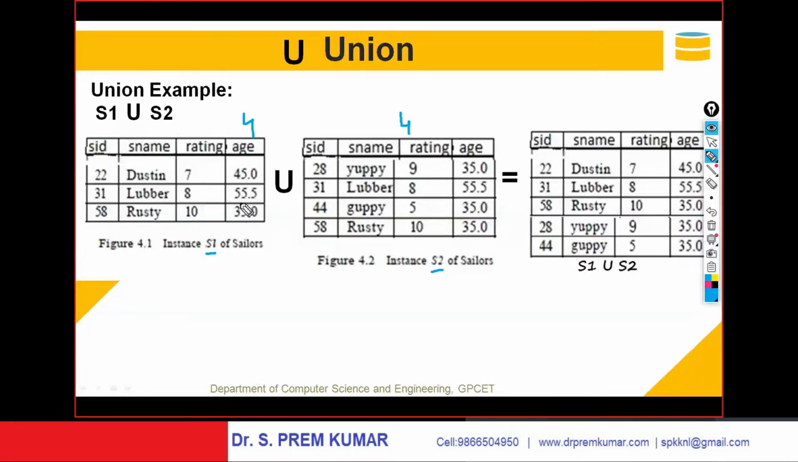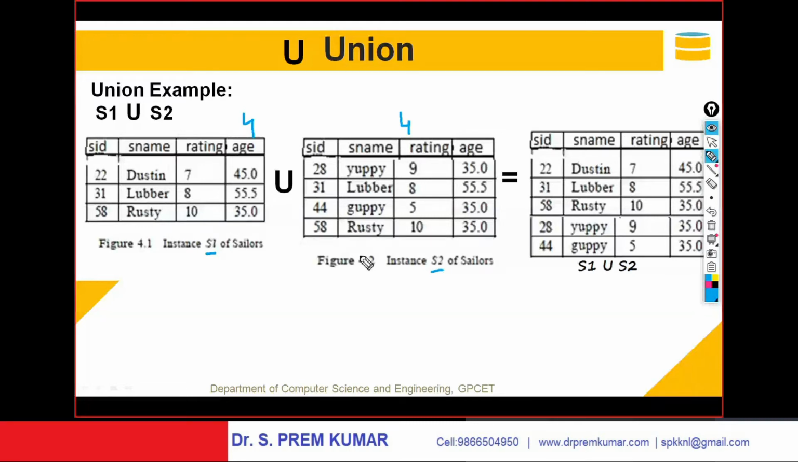The second point: the first one is numeric, here also the first one is numeric. The second one is character, the second one is character. The third one is numeric, here also the third one is numeric. The fourth one is real type, and here also the fourth one is real type. That is union compatible.